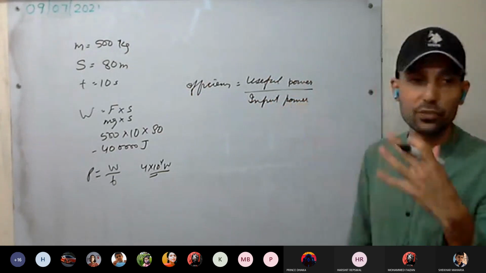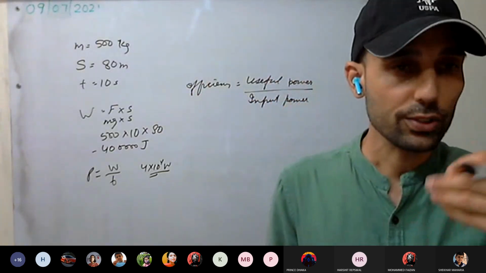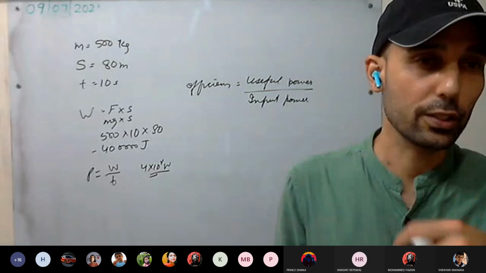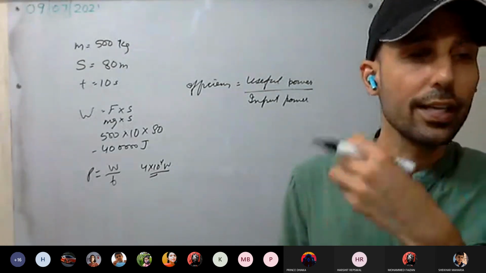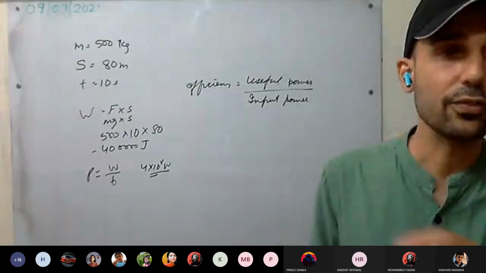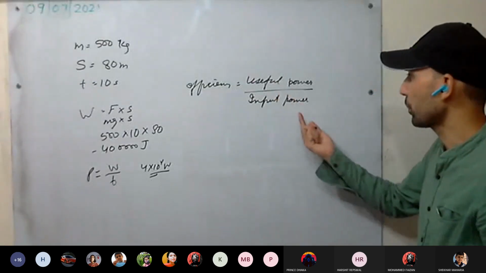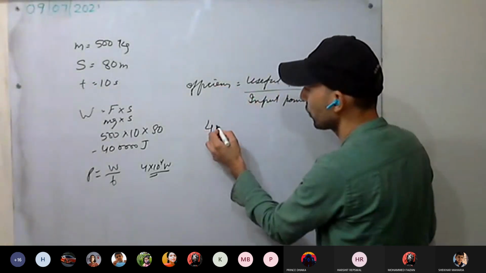Okay. So while the pump is working, some power is lost in overcoming the frictional force and so on. So some work is done against frictional force, or some is converted into heat energy or sound energy. That is wastage. So efficiency is useful power divided by input power. Efficiency is given how much?